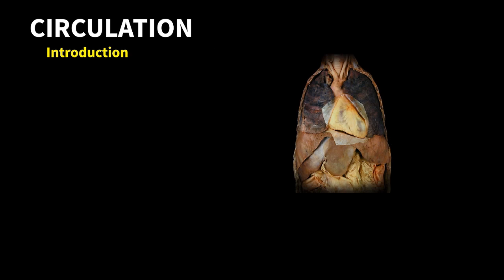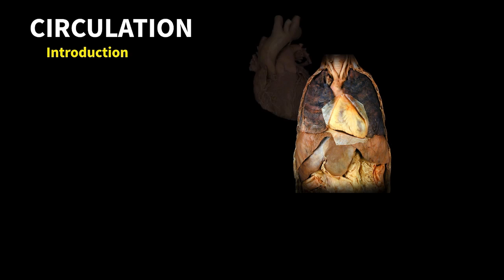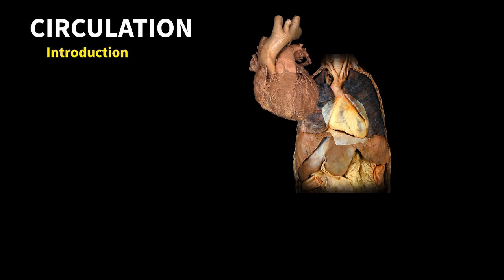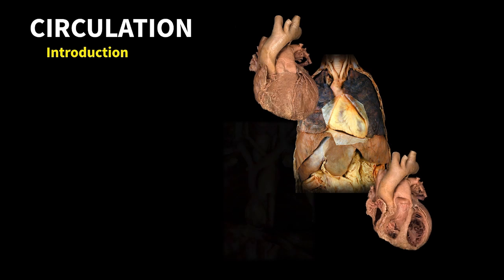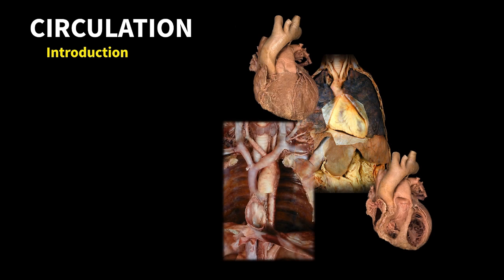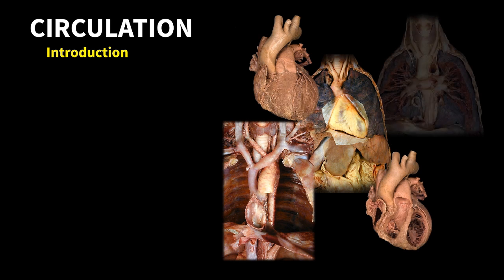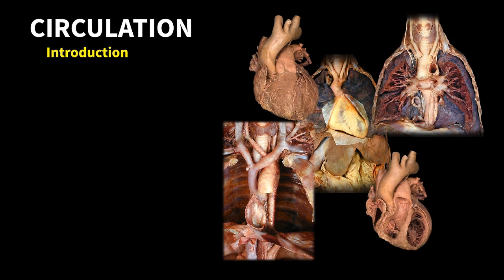It is important to understand the process of circulation, that is, the movement of blood throughout the body. This process requires a pump to propel the blood and a looping system of tubes that carry blood away from the pump to all parts of the body, and then circle back to the pump.